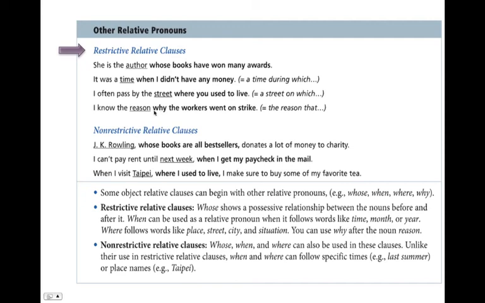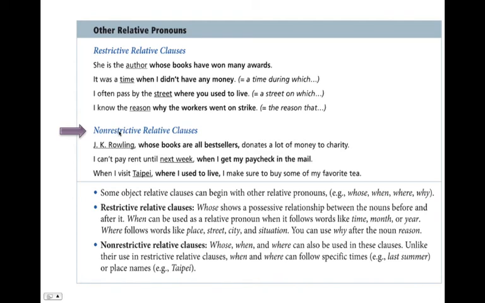So the word why means the reason that. We can also express the sentence, I know the reason that the workers went on strike. So we can use the word that, or we can use the word why to mean the same thing. Non-restrictive relative clauses modify words that we already know, people that we already know. So here's an example of a proper noun, the name of an author. J.K. Rowling, whose books are all bestsellers, donates a lot of money to charity.